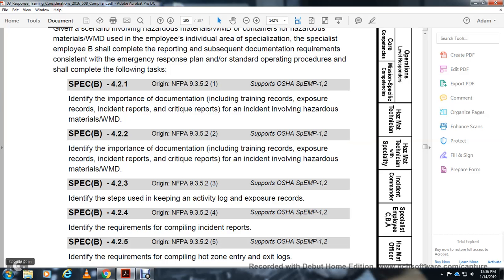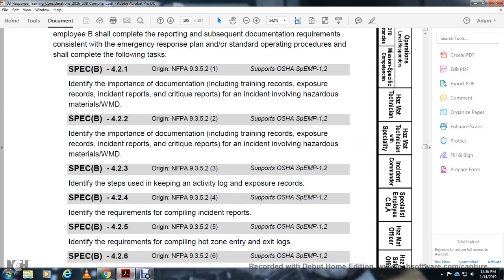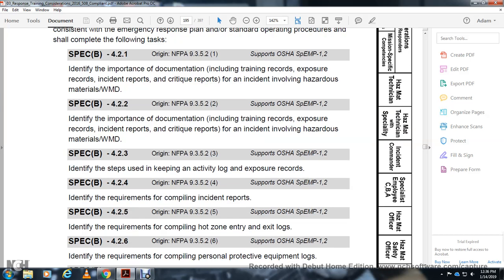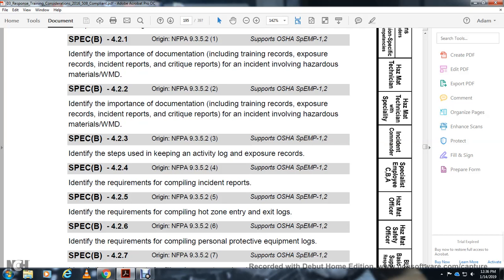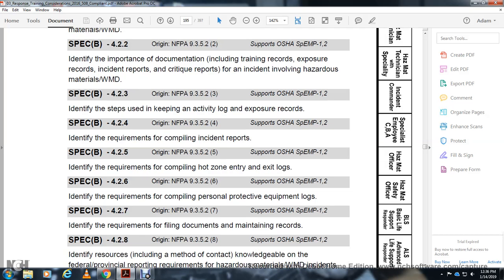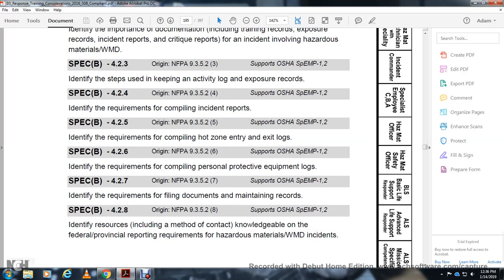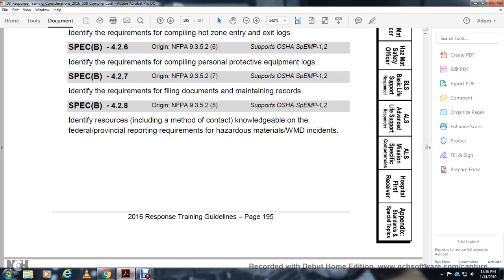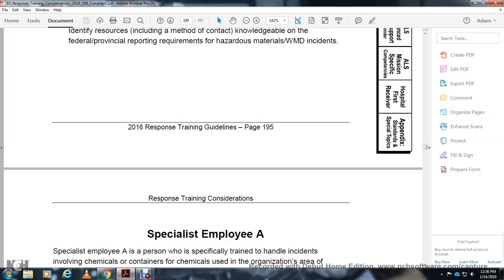Keep the exposure record, the hot zone entry log, and the protective equipment logs, as required for compliance, and accurately maintain records. Identify the resources, including the method of contact, and be knowledgeable of the federal reporting requirements for a hazardous materials or weapon of mass destruction incident, for specialist employee A.